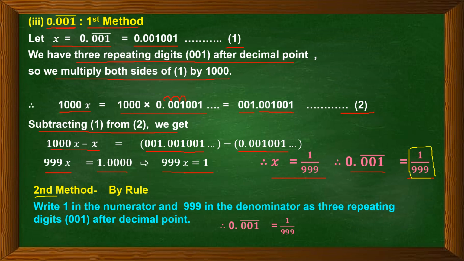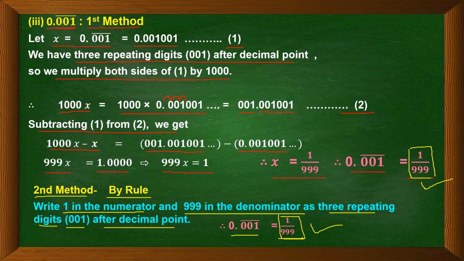Now the second method is the rule method. The rule method says whatever is in the numerator, write down as it is. So 1 is in the numerator, because 001 is nothing else but 1. So write down as it is, and 999 in the denominator, as there are 3 repeating digits, 001, after the decimal point. So we can say that 0.001 bar is nothing but 1 upon 999. So this is the second method, that is, the rule method. And if you observe, both the answers are same, both the P by Q are same. So this was our question number 3 where we had solved 3 parts.